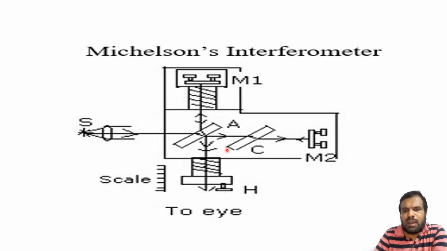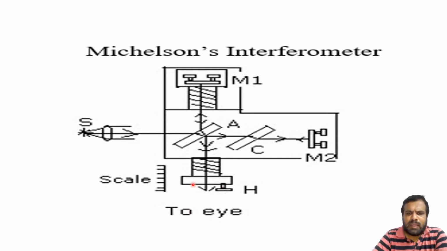Here the ray passes through the plates, falls on the mirror M2 and goes to the telescope, and it also passes through the glass plate three times. When it falls on A, it passes through A and goes to the glass plate C, and again passes through the glass plate C a second time and goes to the mirror M2. Again at mirror M2 it reflects back, goes to the glass plate C, and this is the third time it passes through the glass plate and goes towards A. At the back of A it reflects towards the telescope.